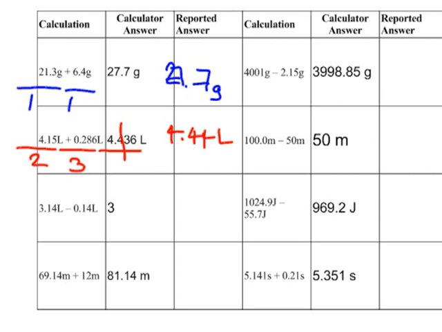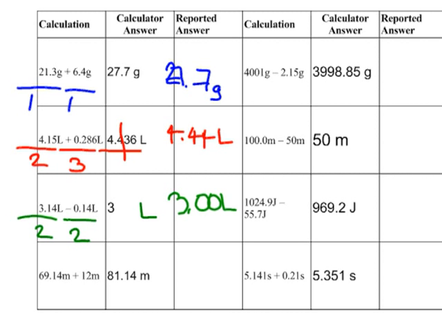My next example is 3.14 liters subtract 0.14 liters. The number that shows up on my calculator is just 3 liters. But I do not just record that because that has the improper number of significant digits. I need to look at this number, which has two numbers after the decimal place, 0.14, which has 2. So therefore, the right number of significant digits would be 3.00 liters.